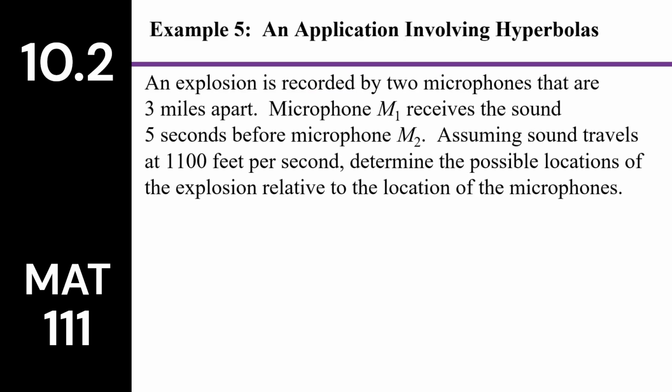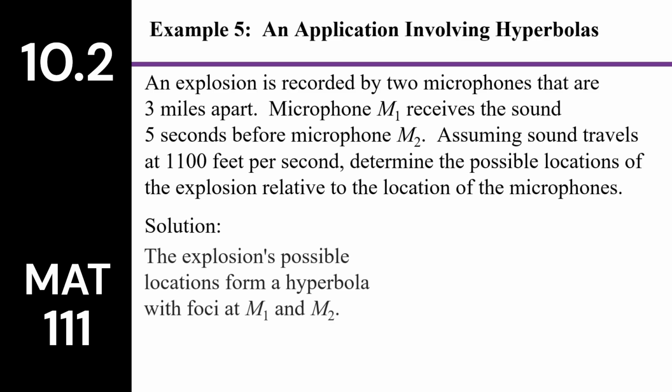Example 5. An explosion is recorded by two microphones that are 3 miles apart. Microphone M1 receives the sound 5 seconds before microphone M2. Assuming sound travels at 1100 feet per second, determine the possible locations of the explosion relative to the location of the microphones.